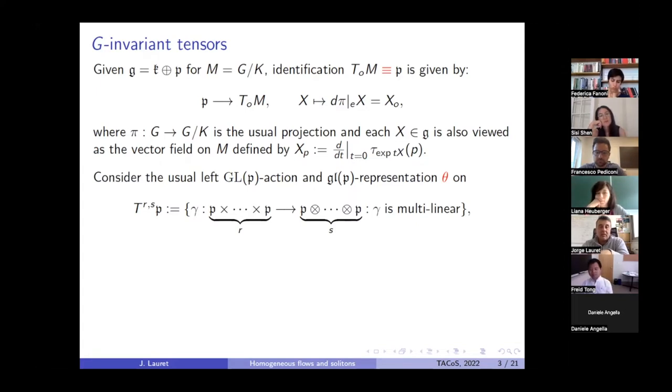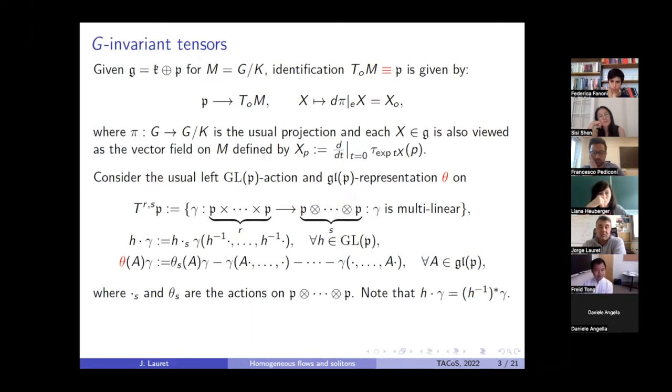You take now the space of (r,s)-type tensors like this on the finite dimensional vector space p. So this is a finite dimensional vector space, and you have the natural actions of GL(p) on this space of tensors. And this GL(p) representation theta will be used a lot in the talk. Usually, for instance in the almost Hermitian case, you have r=2 and s=0, because you have two-forms and, well, metrics. And you also have the J, which is a (1,1) tensor. So this is the action.